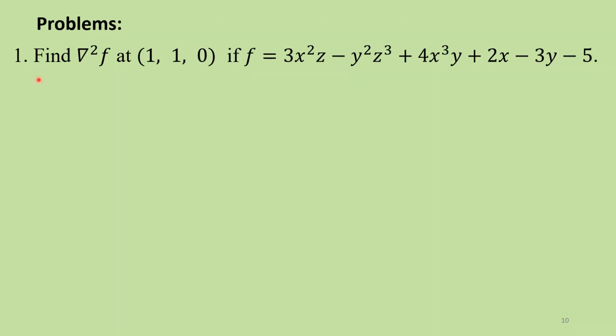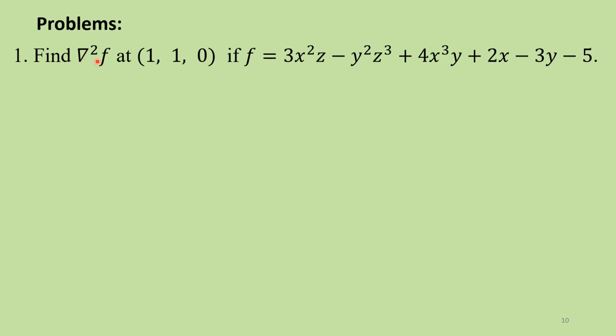Now after taking the proof of all these identities, we'll move on to the problems on it. The first problem: find del square f at (1, 1, 0) if f equals 3x square z minus y square z cube plus 4x cube y plus 2x minus 3y minus 5.